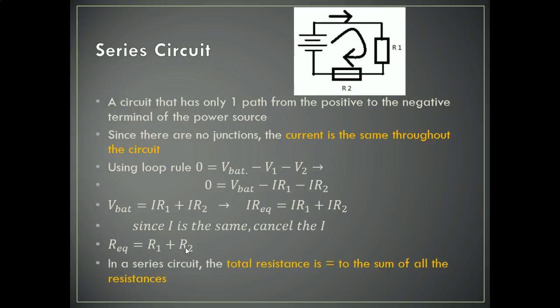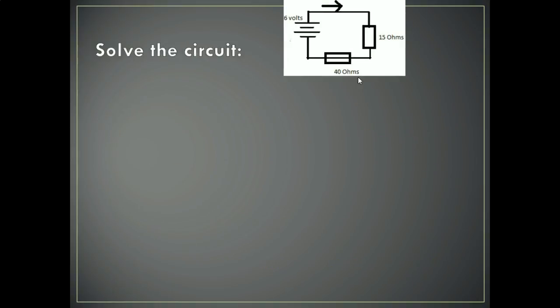And so these are the two things that are special about series. The current is the same throughout the whole circuit, and the total resistance is equal to the sum of all the resistances. So all you do is add it. And equivalent resistance, or R sub EQ, just means you took two resistors and combined them to figure out their equivalent resistance together. So now we're going to solve a simple circuit here.